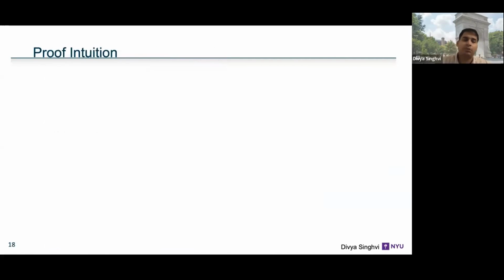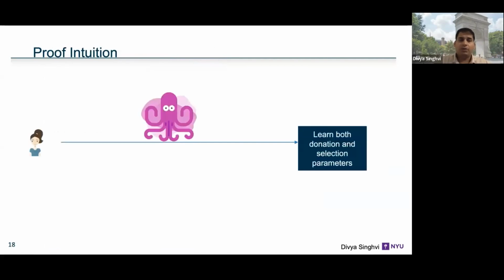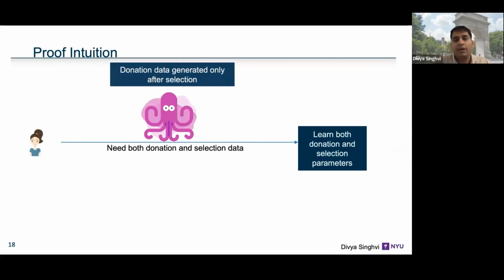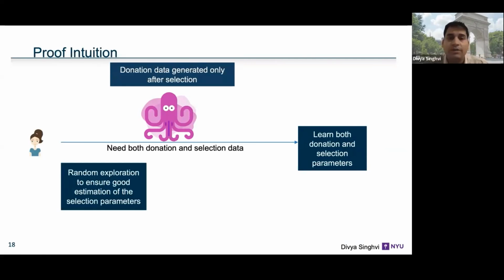Now to give you also some proof intuition, here is what we really want to do. We want to learn both donation and selection parameters. If we really wanted to learn both of them, what we need is data on both donation and selection. Unfortunately, we only observe donation data after selection. So it is not that for every donor we get to observe the donation. And so what do we do? We ensure that our parameter estimate of the selection function is good. And we do this by a random exploration, which is phase 1. And this random exploration ensures that our parameter estimates for selection are good.